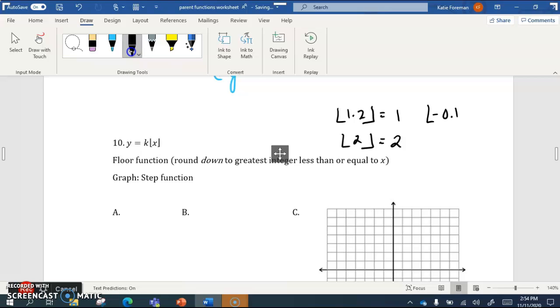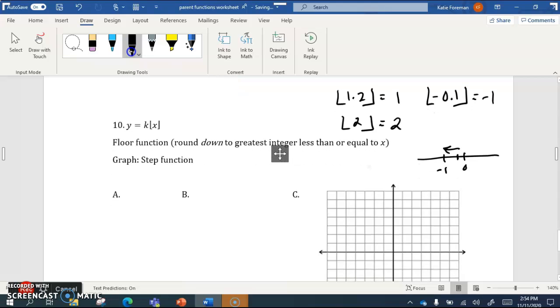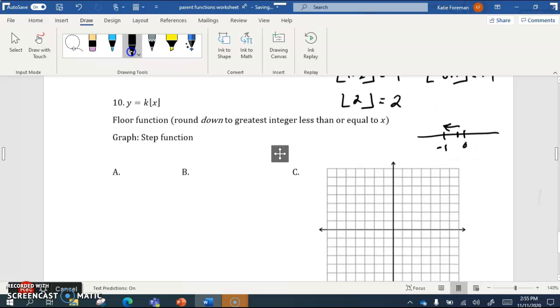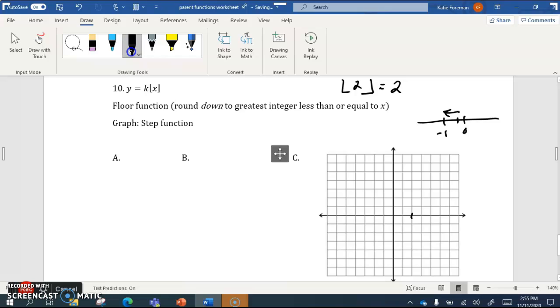If I have negative 0.1, think of where negative 0.1 is on the number line. It would be pretty close to 0. If you have to take negative 0.1 and round it down to the next closest integer, though, it would be equal to negative 1. So the graph of this is the step function, which you may or may not have studied when you were studying piecewise functions last year. I'm going to make my scale a half, just so I'm not cramming in the graph.